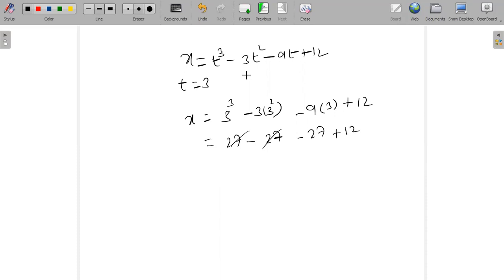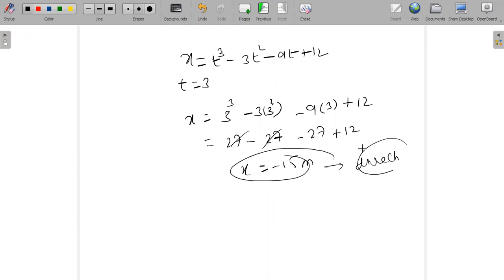Is there any doubts in this? 3t square minus 9t plus 12. Yes. So this is 3 square is... yes. x is equal to, we are getting it minus 15 meters. Means the direction is negative, that it is going to decrease.